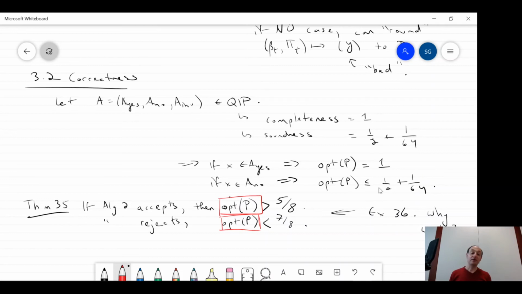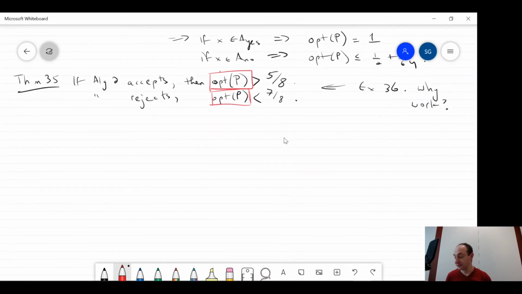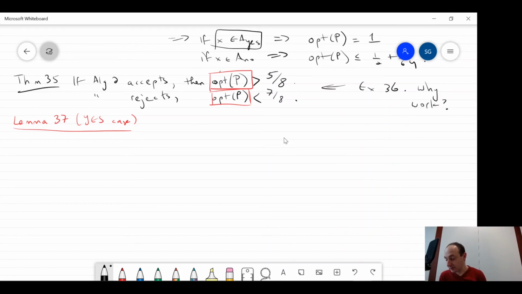So we're going to break this down into two lemmas, one for the yes case, one for the no case. So this is the proof of Theorem 35. Lemma 37, yes case. This is when x is in A_S, that's this case up here, and now we know the optimal is 1. What we want to prove is basically this first line over here, so I'm not going to rewrite it. Basically, if Algorithm 2 accepts, then I claim to you that the optimal solution is at least 5/8.